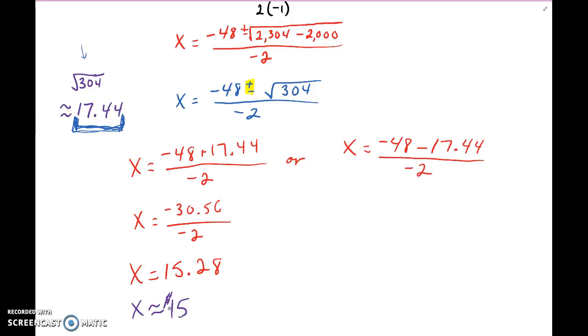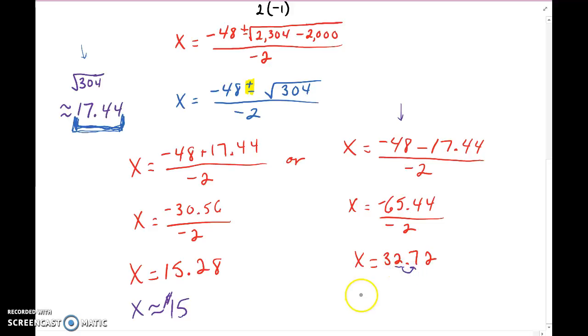So it's negative 48 minus 17.44. So minus 17.44 is going to give me x is equal to negative 65.44. And then when we divide that by negative 2, that's going to give me that x is equal to 32.72. Remember, we want it to the nearest dollar. So we are going to round to the nearest whole number. So since that's greater than 5, x is going to be approximately equal to $33.